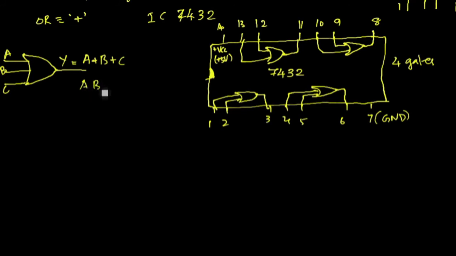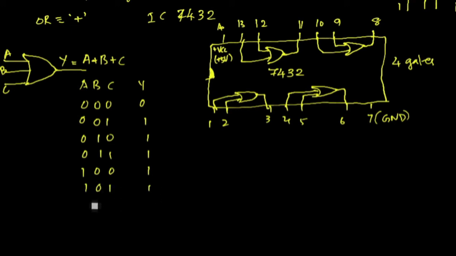The truth table you can see like this: A, B, C and Y. The different combinations of A, B, C: when A, B, C are 0, then Y is equal to 0. When A, B are 0, C equal to 1, you have Y equal to 1. When 0, 1, 0, you have 1 output. When 0, 1, 1, you again have 1 output. Then the other combination is A equal to 1, B equal to 0, C equal to 0, then again Y is equal to 1. 1, 0, 1, output is 1. 1, 1, 0, output is 1. 1, 1, 1, output is again 1.